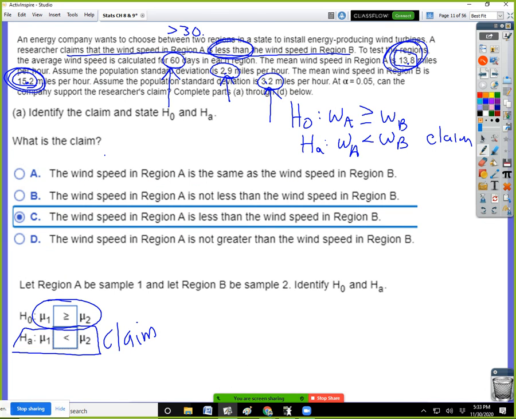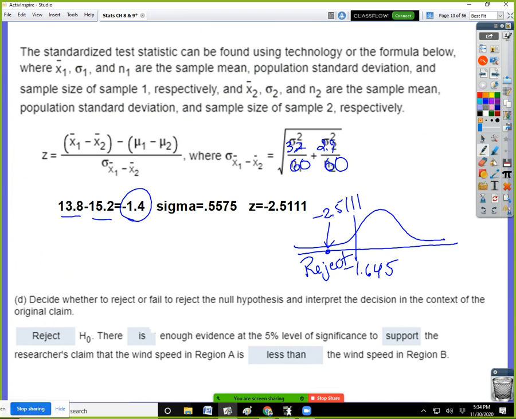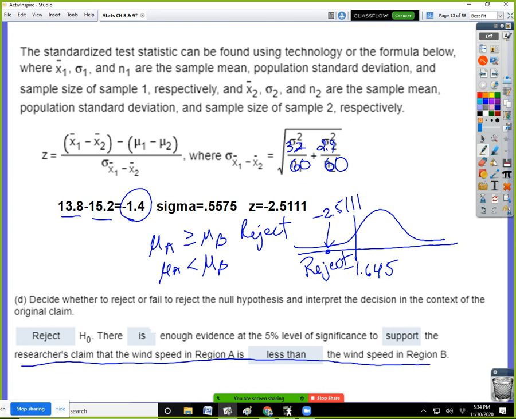So we go back over. Remember, H0 said that the wind in A was bigger than the wind in B. But we are rejecting that, so we have to support the researchers' claim that the wind speed in region A is less than the wind speed in region B. So since we reject H0, mu A greater than or equal to mu B is rejected, right? Then that means that mu A has to be less than mu B. That's why we accept the researcher's claim. Everybody see how you do that? Yay, nay, maybe? Yes. Okay.